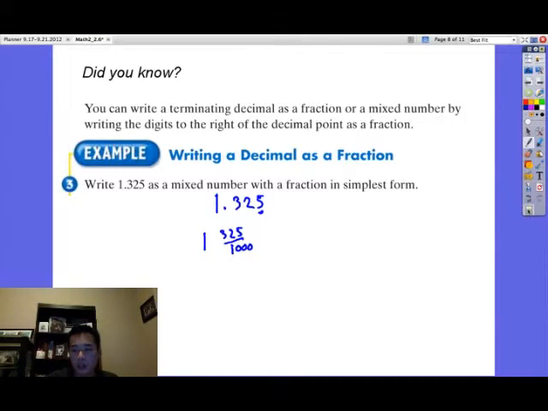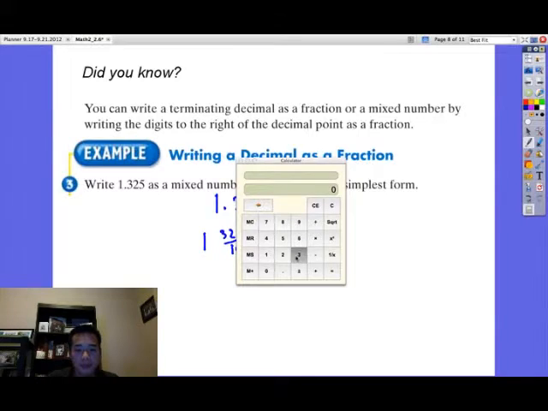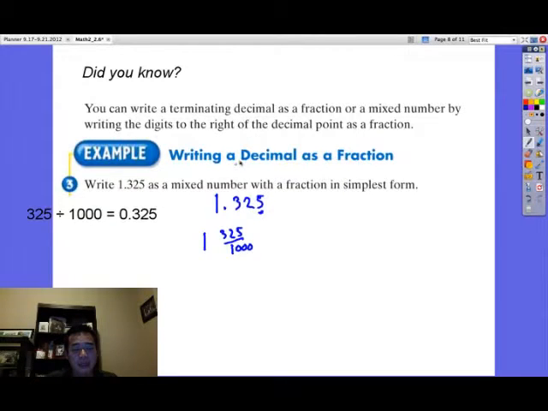So if you want to check your work, you can literally take 325 divided by 1,000, and you should get 325 thousandths, which I did. So I know I set up the decimal into the fraction correctly. And then from here, you need to simplify your fraction or reduce it down.